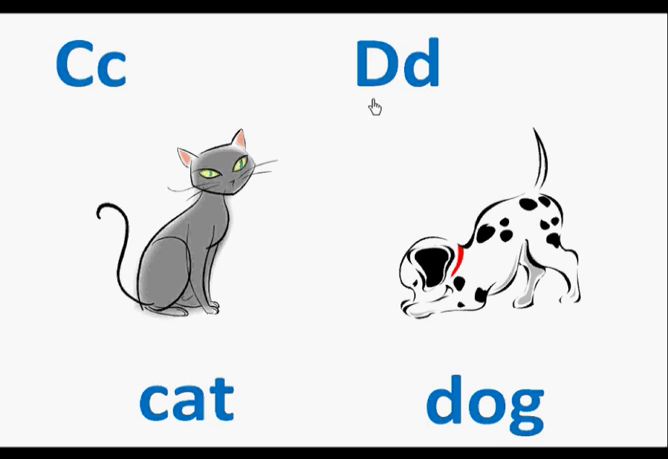We have a capital D, a small d, a picture of a dog. Here's the word dog. The letter D makes the sound D. So we'll read this page. D, dog, D.